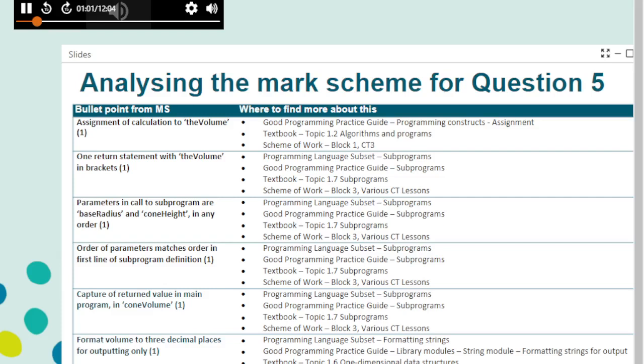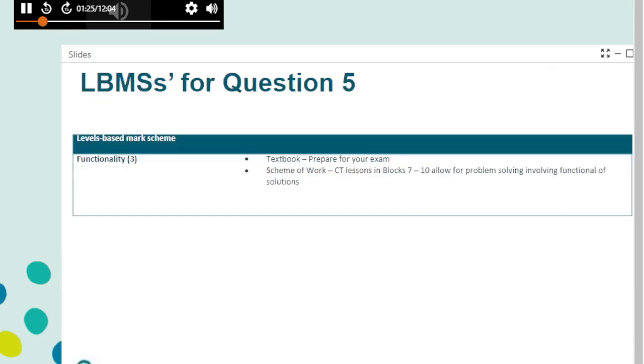But be aware for bullet point 9, the order of parameters must match the order used in the first line of the subprogram definition. 10. The value returned by the subprogram must be captured by the variable cone volume. And 11. The outputted variable cone volume must be formatted to 3 decimal places. Question 5 also has the functionality level based mark scheme.